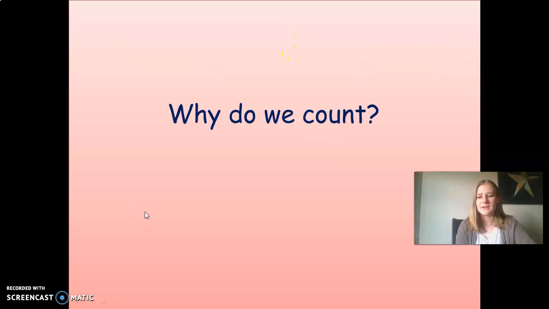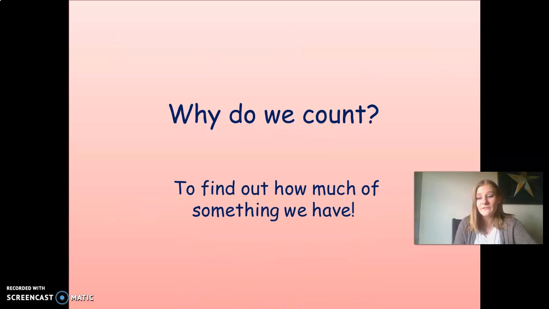So scholars, why do we count? Well, we want to find out how much of something we have. So maybe you have a lot of candy at home and you want to find out just how many pieces of candy that you have. You would want to count to see just how many pieces of candy you have. Or maybe you have a lot of video games, but you're not quite sure how many you have. Well, you would want to count to find out just how many video games you have.